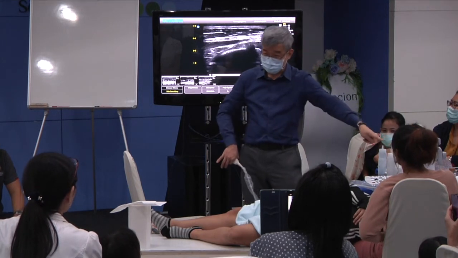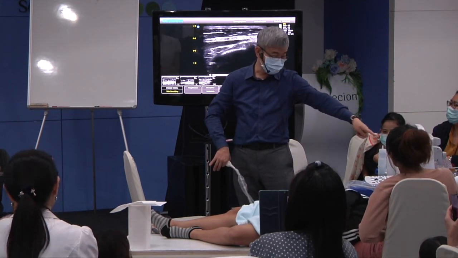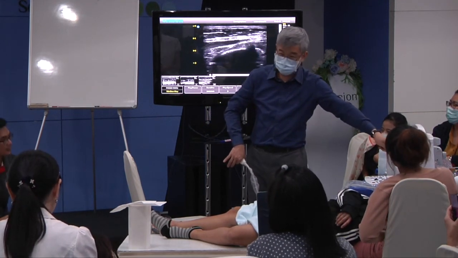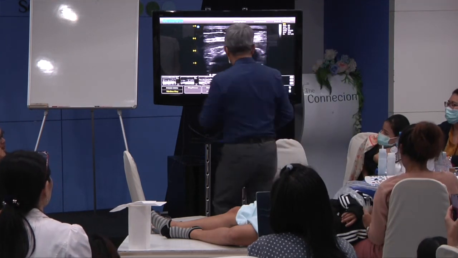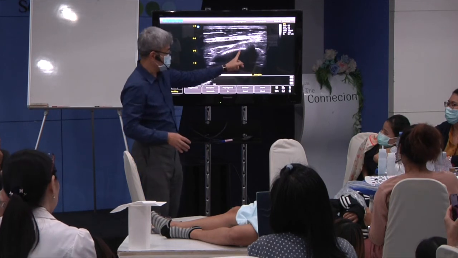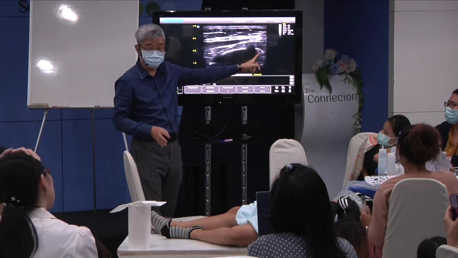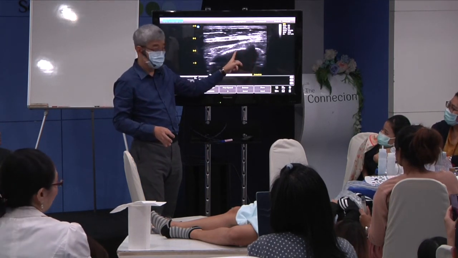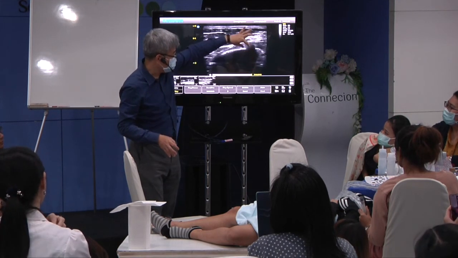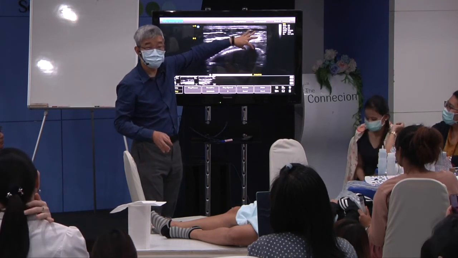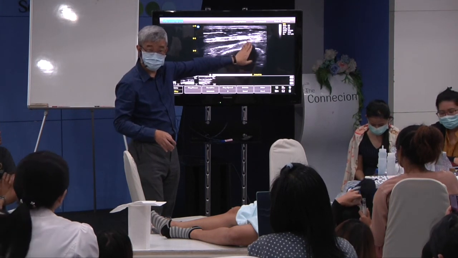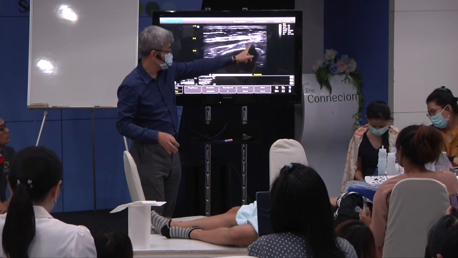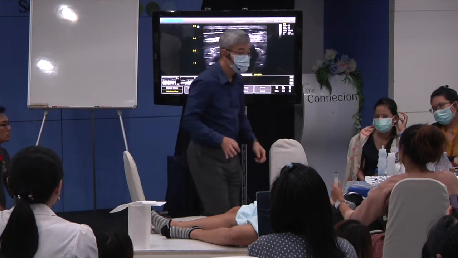From this screen it is very, very clean, very clear. This is the cortex line of the lateral condyle. This part cannot be seen, right? There is an echoic shadow, right? Echoic shadow. So this is the fibula.